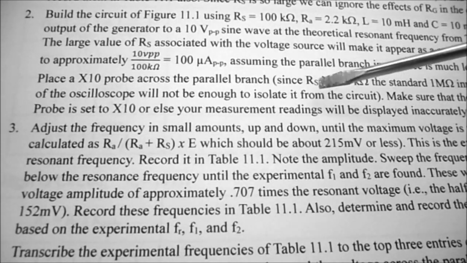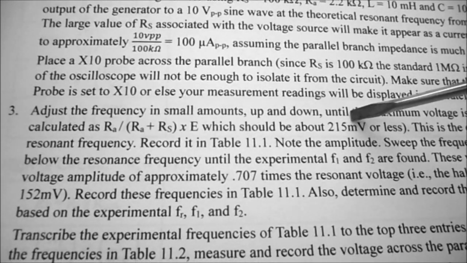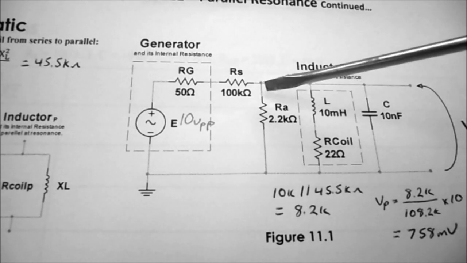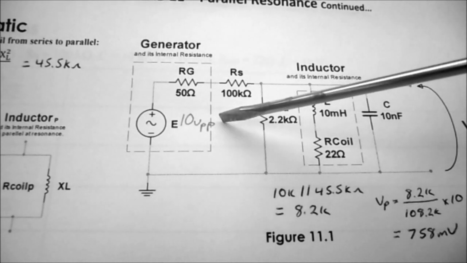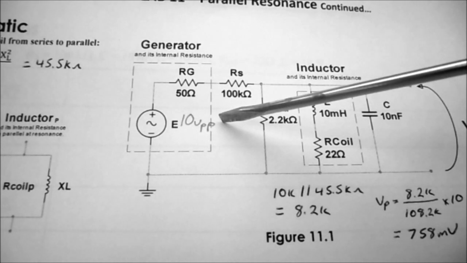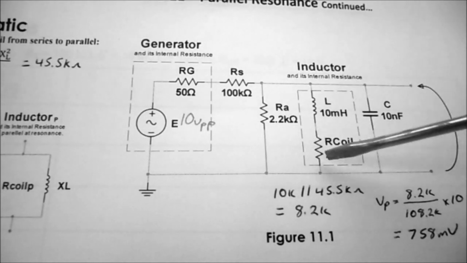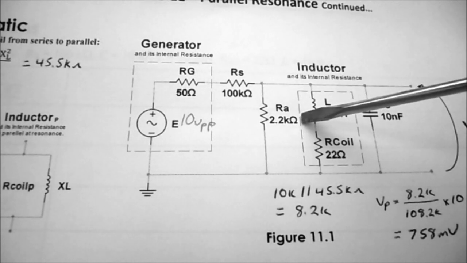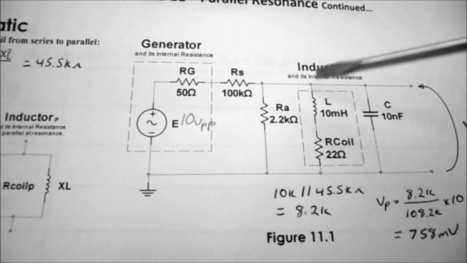You'll note under procedure step 3, we expected the maximum voltage to be about 215 millivolts or less. So when we took the 2.2k and divided it by the 102.2k times the applied 10 volts peak to peak, it came out to 215 millivolts. When we compare the 2.2k to the 45.5k, we can see that the 45.5k is so much larger than the 2.2k that it didn't make a major difference when we did our pre-lab calculation.